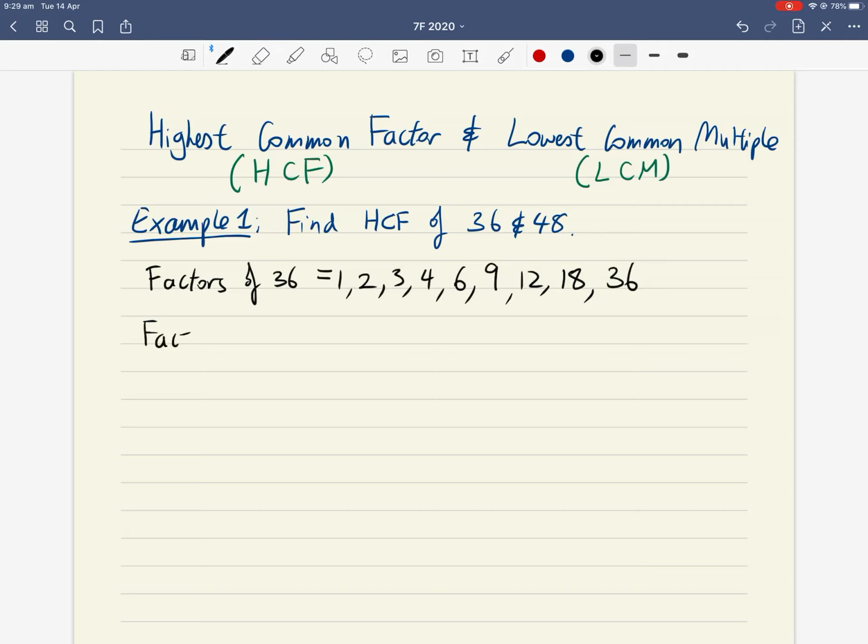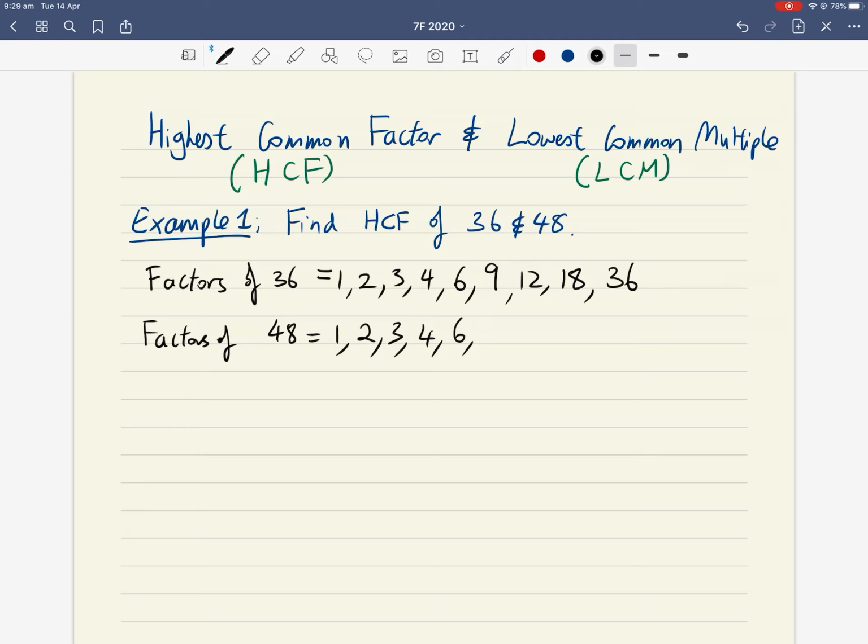Let's also look at factors of 48. 1 is always a factor, 48 is even, so 2 is a factor. 3 times 16 is 48, so 3 is a factor. 4 times 12 is 48, so that's a factor. 5 is not a factor. 6 times 8 is 48, so 6 is a factor.